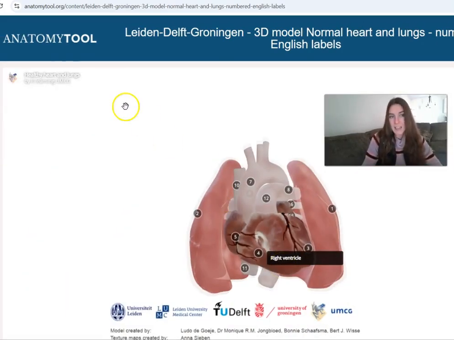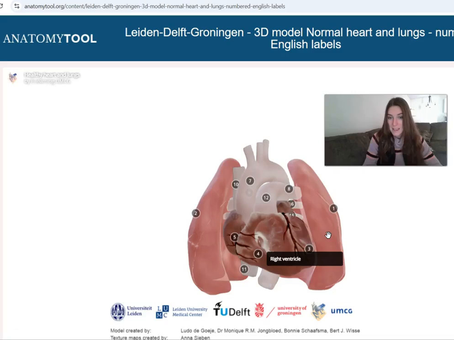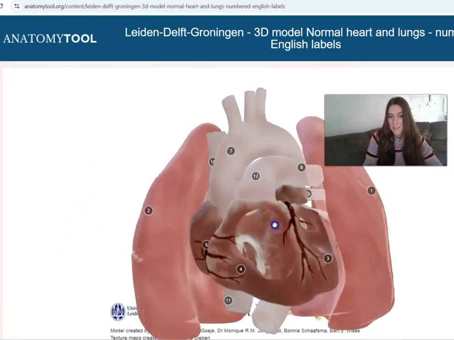I am currently on a website called anatomytool.org. This is a completely free resource that you can access to aid in your studying. So I really like it and wanted to use it to show you guys through some of these structures of the heart as a visual aid in our discussion today.